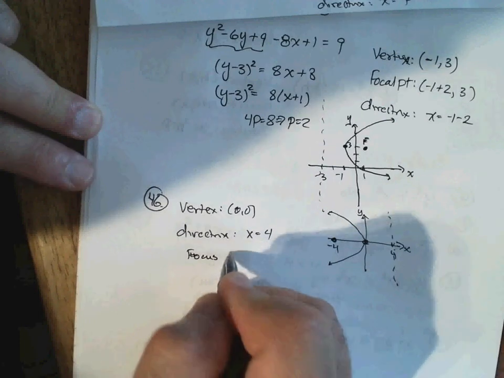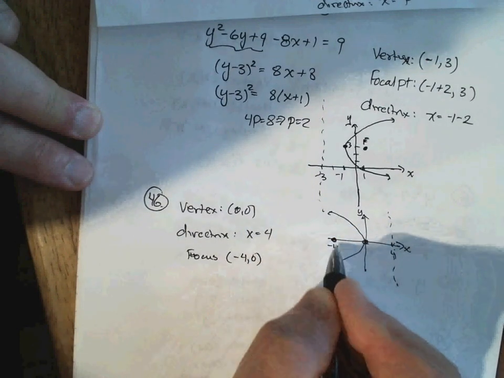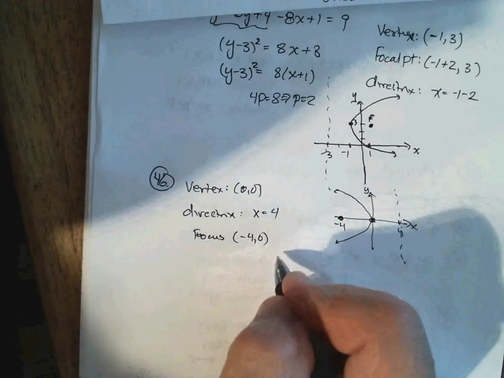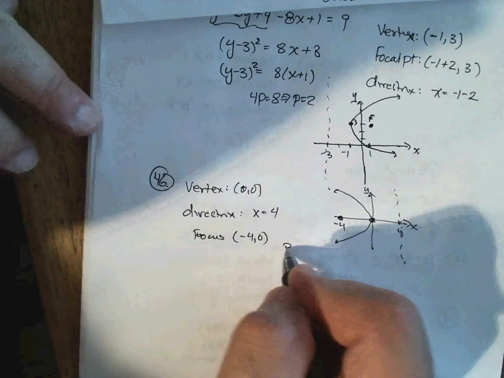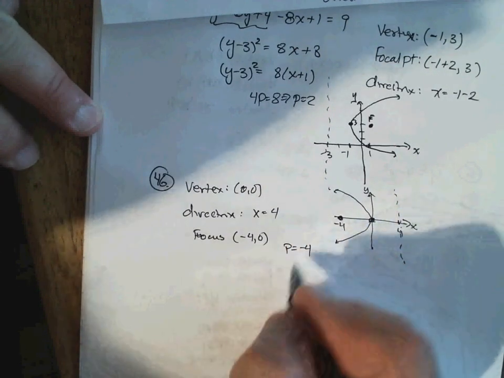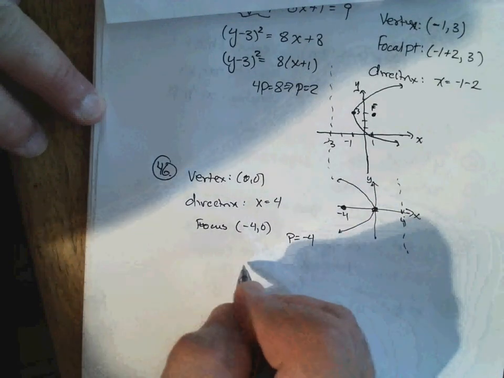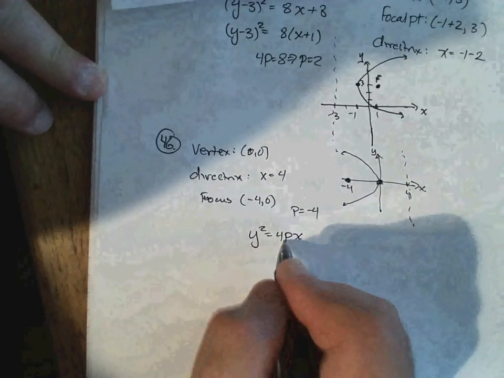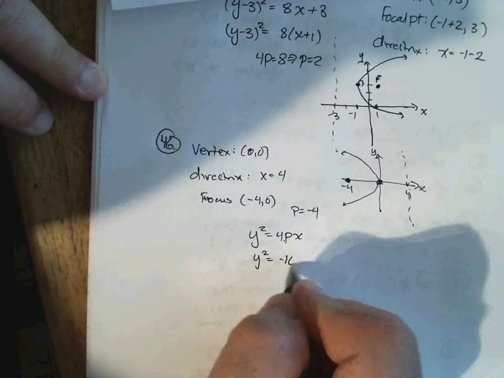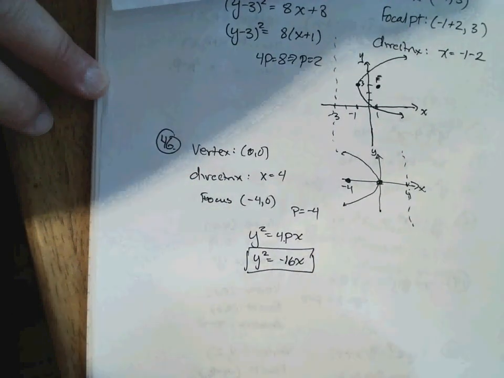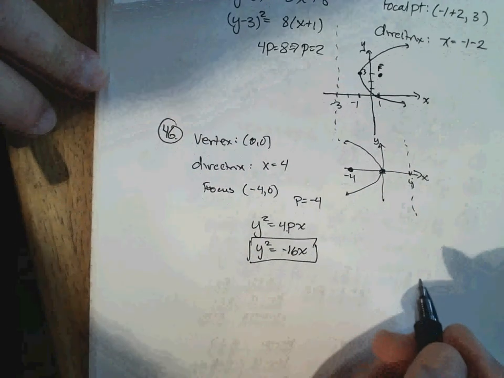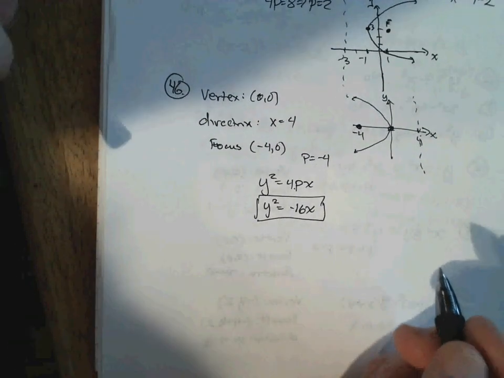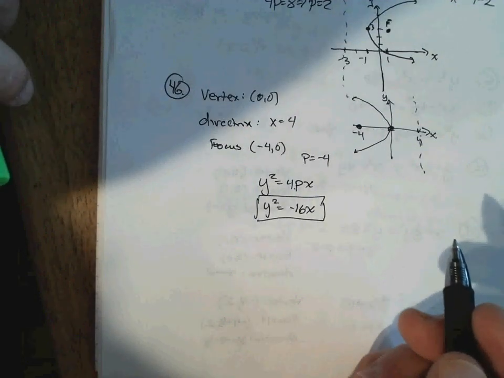Okay? And of course they tell you the focus point. They didn't have to. Once they told you the directrix, you knew that the focus point had to be there, but they told you anyways. All right. So what this is telling me is that the p-value is negative 4. And since this opens sideways, that means this is the y squared equals 4px form. P is negative 4. You're done. There's the equation of that parabola. So you see how easy that was to come up with. Okay.